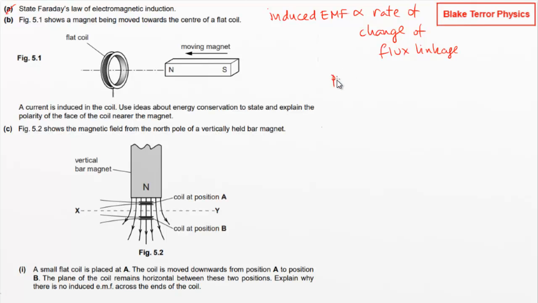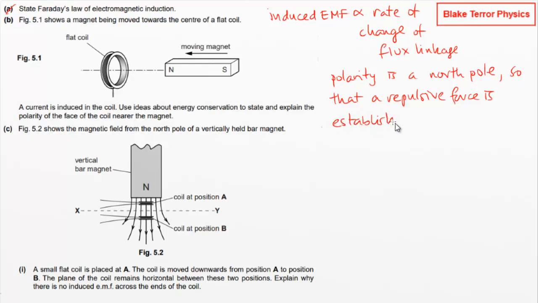We will say the polarity is a north pole, because, well, let's say so that a repulsive force is established, and the work done against this force is transferred to electrical energy.